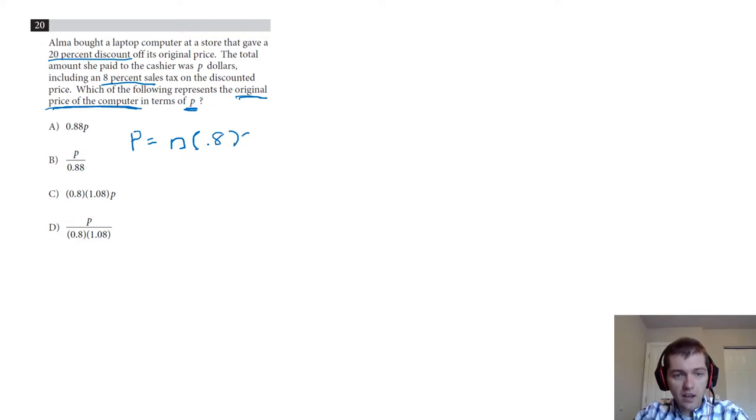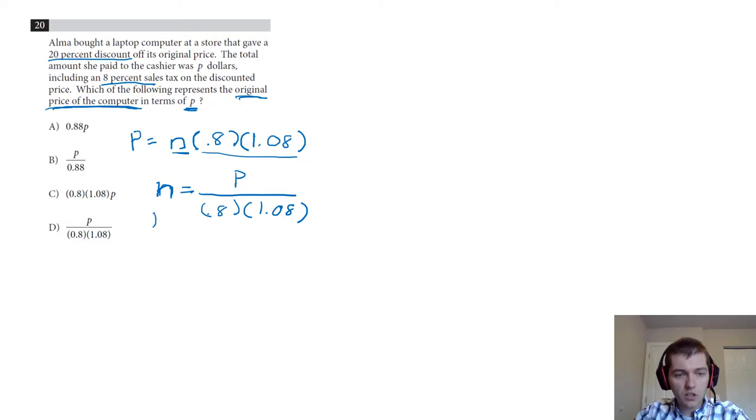But we had to pay an 8% tax, which means we paid the price, the 1.08. The price went up. At this point, we can find what we're looking for, which is what was the original price. So we're looking to solve for N. So you can take N is equal to P and just divide these constants here by the whole thing. N is equal to P divided by 0.8 times 1.08. And that's all you need to solve the problem.